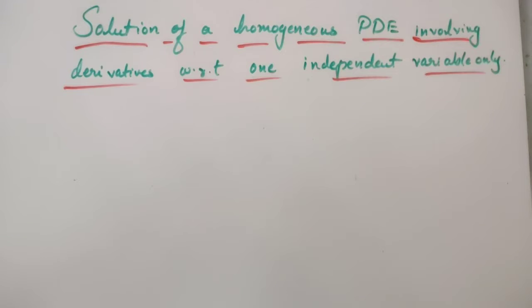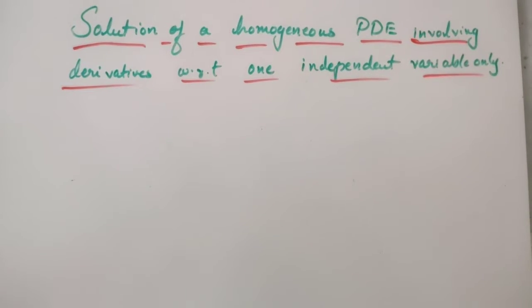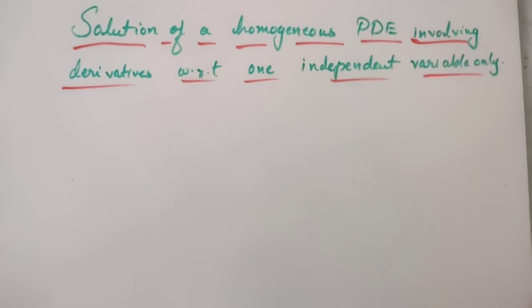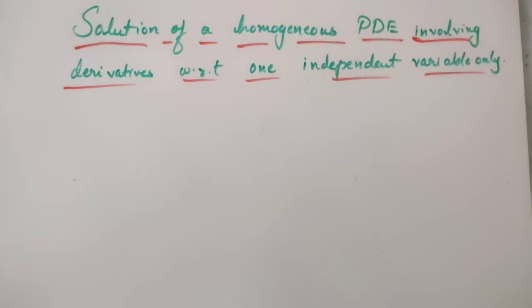So what do you mean by that? Either the partial derivative of the independent variable will be given in terms of x or y, not both. The partial derivatives that are present in your differential equation will be either with respect to x or with respect to y, not both in the given equation. And secondly, if you consider such an equation, that equation can be treated as an ordinary differential equation.